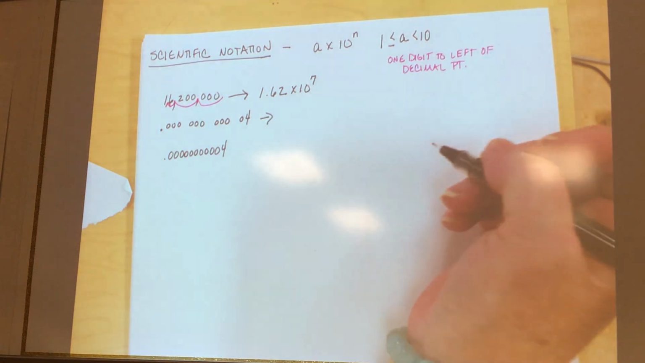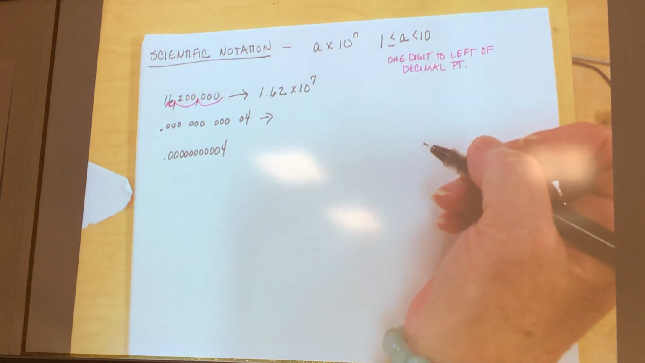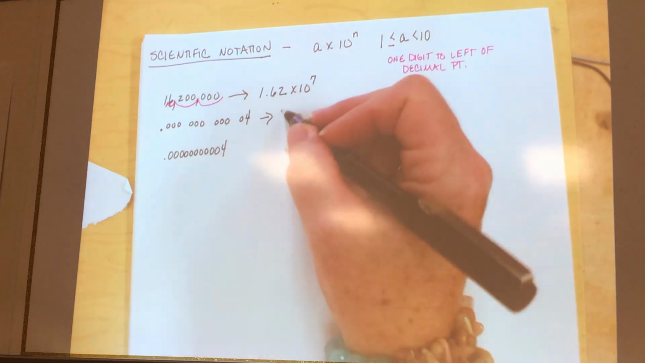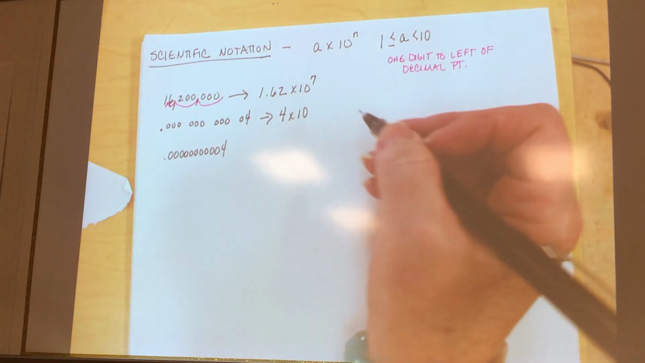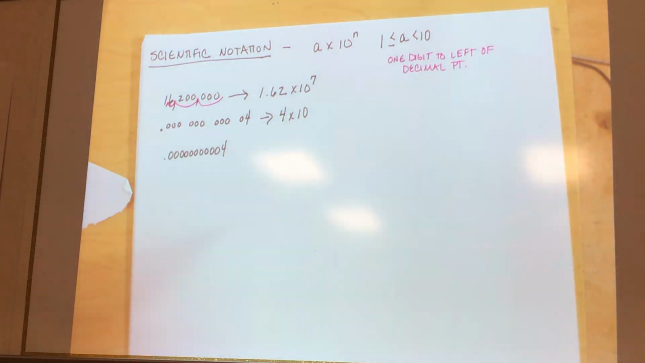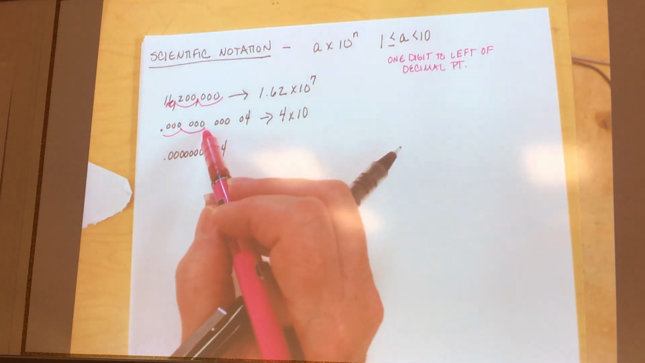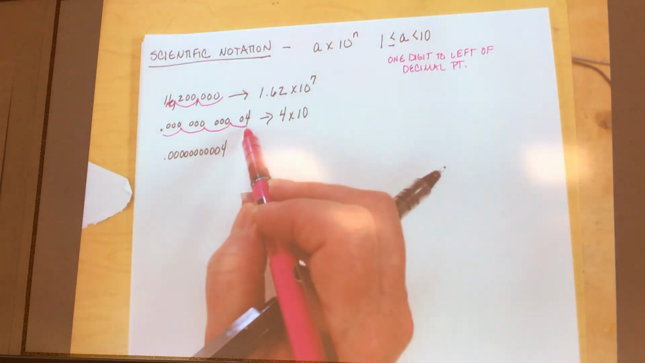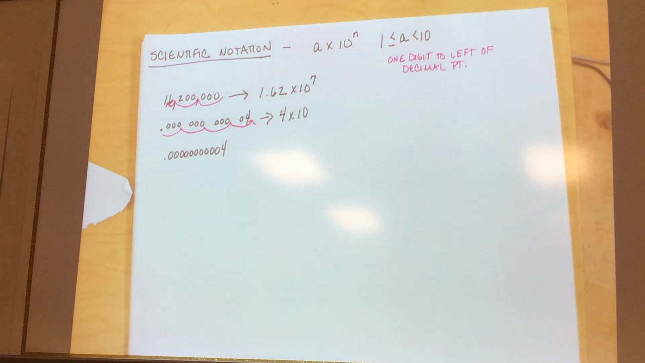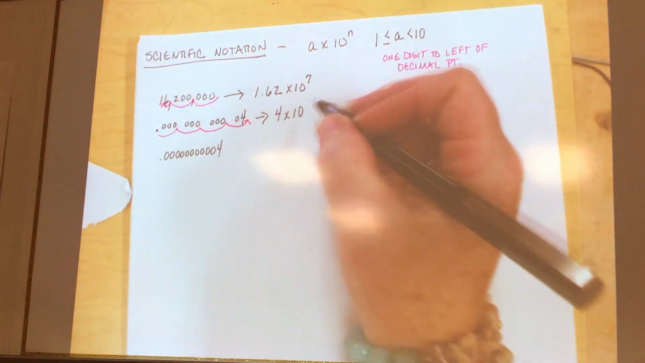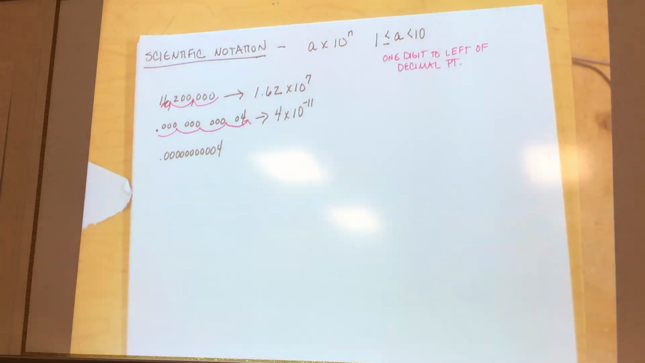What's A? 4. Times 10 to the 3, 6, 9, 10, 11, right? And it's what? Negative 11. Very good. Negative 11. Okay, so I'm going to stop right there so we don't get too far ahead of other kids.